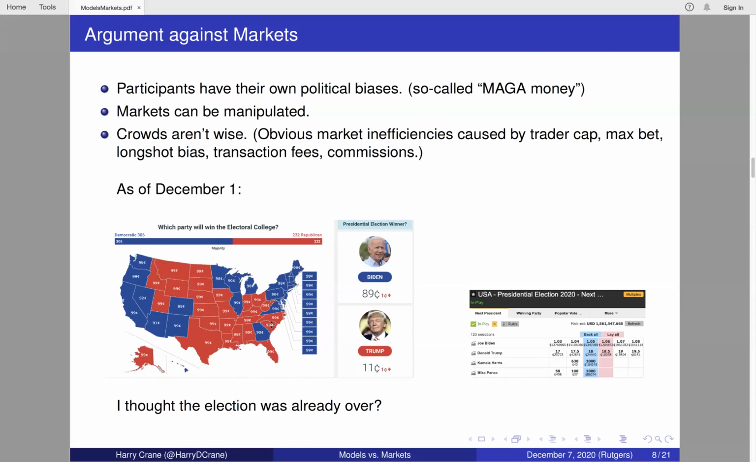I could do it in every state, but there is a limit in each of those markets. So if I was a rich person or a professional, and I saw that something was really way off, and I wanted to invest $10, $20, $30,000, I can't do that. So that's a limit on the efficiency of the market. There's also transaction fees and commissions, and they're actually pretty high on Predicti.